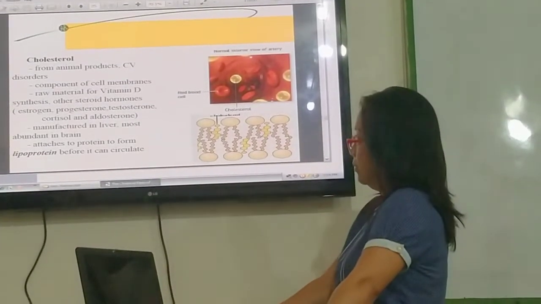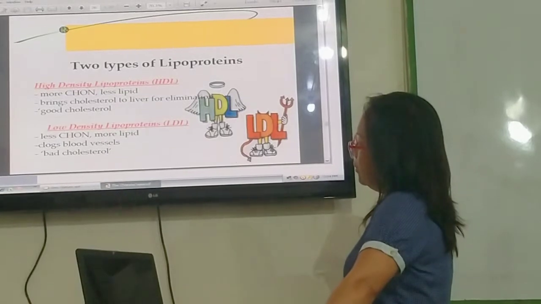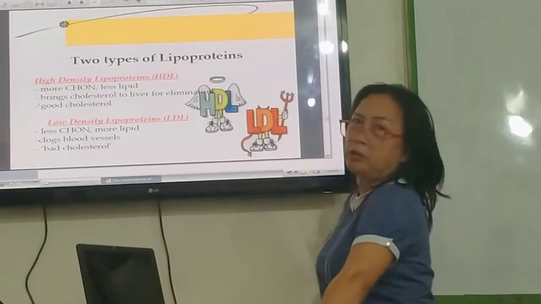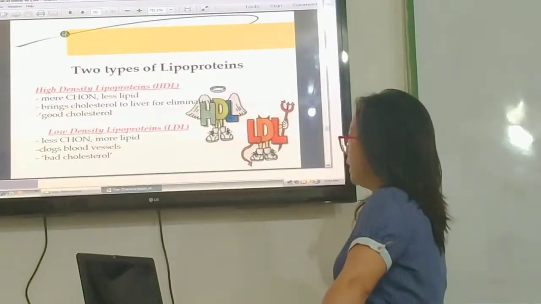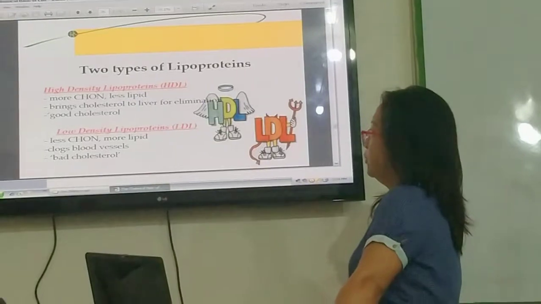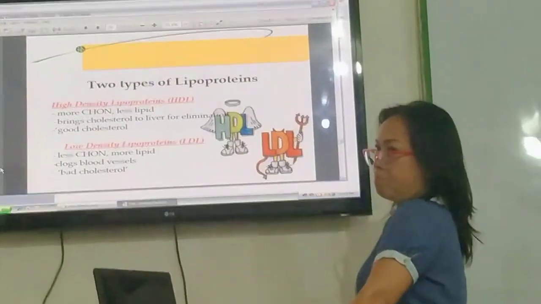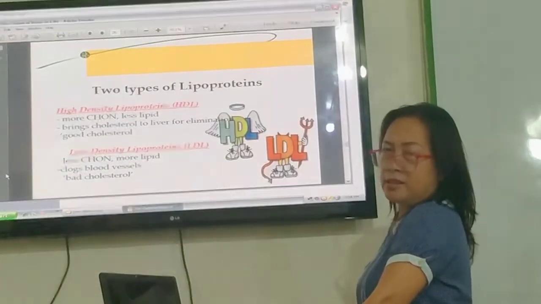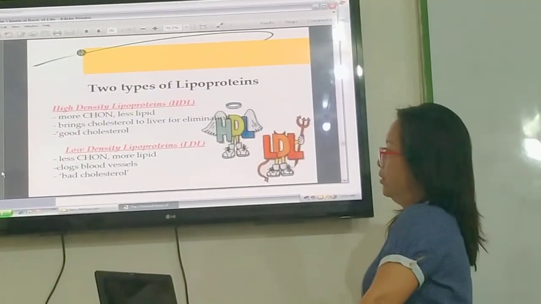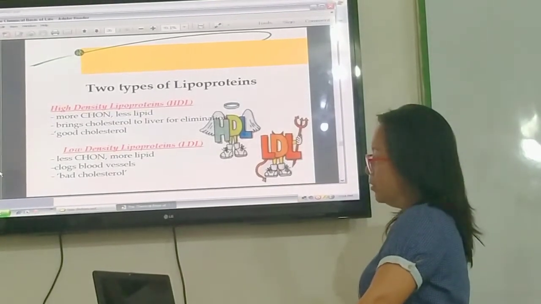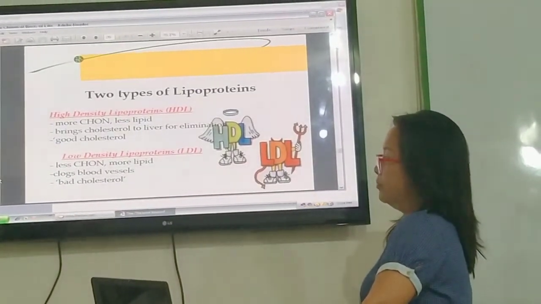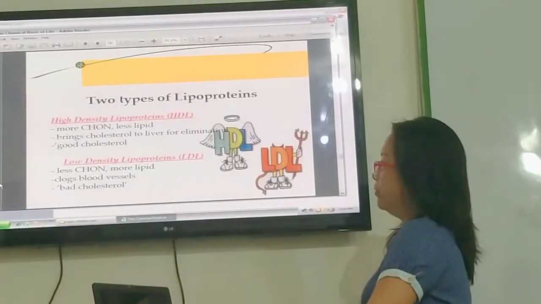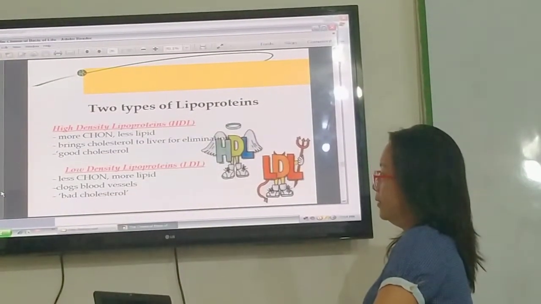Okay. So we have lipids bonded with proteins. We call those lipoproteins. Actually, lipoproteins are the transporters or vehicles for cholesterol. So we have these different vehicles for cholesterol. We have high density lipoproteins and low density lipoproteins, or the HDL and the LDL.